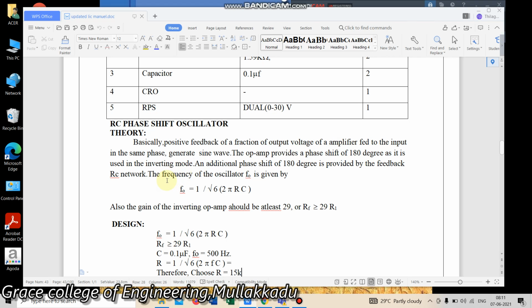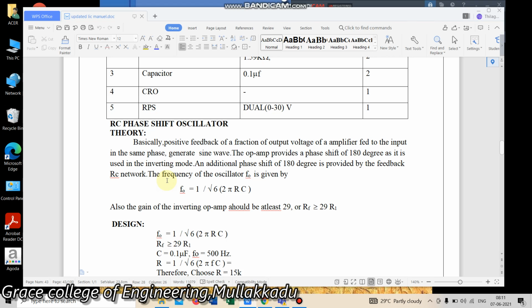Therefore, there will be a zero phase shift at the output. Therefore, we will get a sinusoidal waveform which is generated by means of this RC network and operational amplifier. Without giving any input, we just produce the sinusoidal waveform. This is called an oscillator.